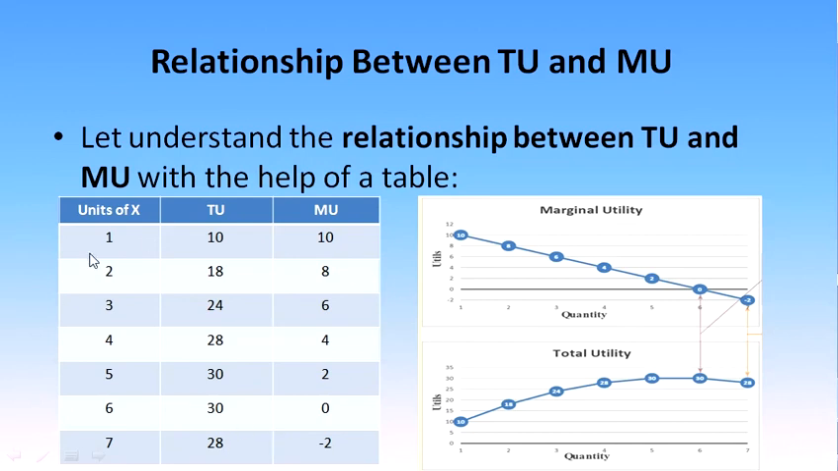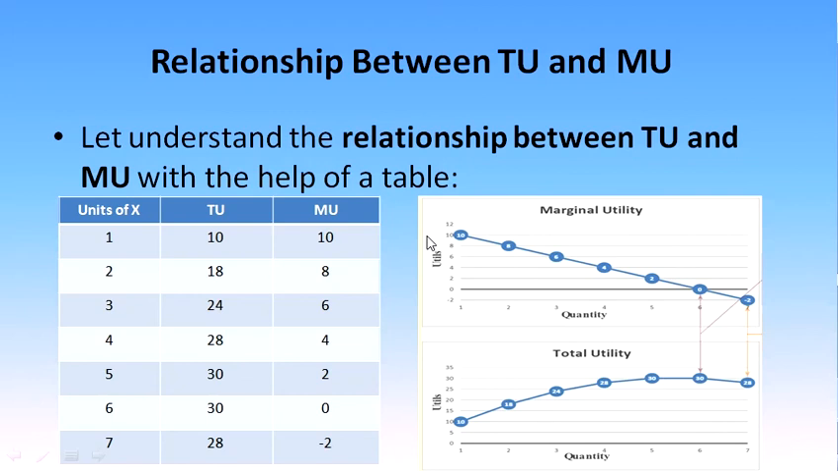Okay, so now I hope this table, this schedule of total utility and marginal utility, is clear to you. Now we move on to the diagram. Now the same thing we will explain through the graph. So here we have the x-axis and y-axis. On the x-axis we are going to measure the quantities of a commodity that we have. That means these units of x we are going to measure on the x-axis, and on the y-axis we will measure the total utility and marginal utility.